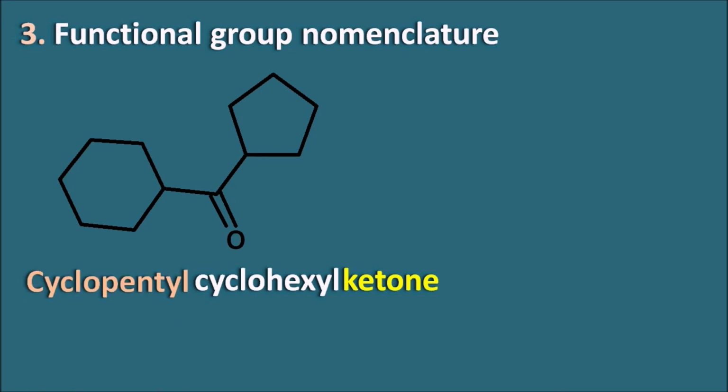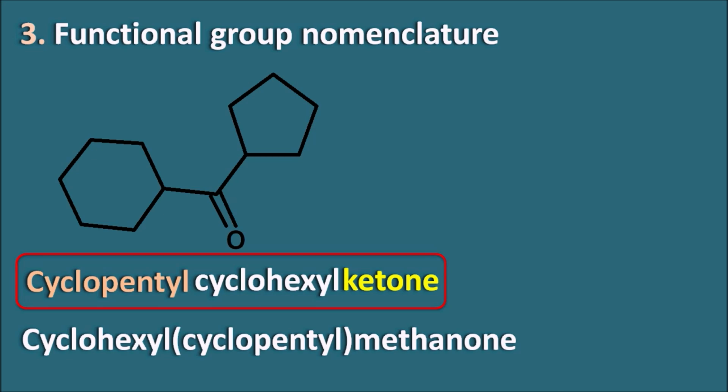So we can call it cyclopentyl cyclohexyl ketone. This is the functional group nomenclature for this compound. If we write the name by substitutive nomenclature, here the ketone is present in the aliphatic chain having one carbon, so it should be considered as a methanone derivative. So the name of the compound can be written like this.